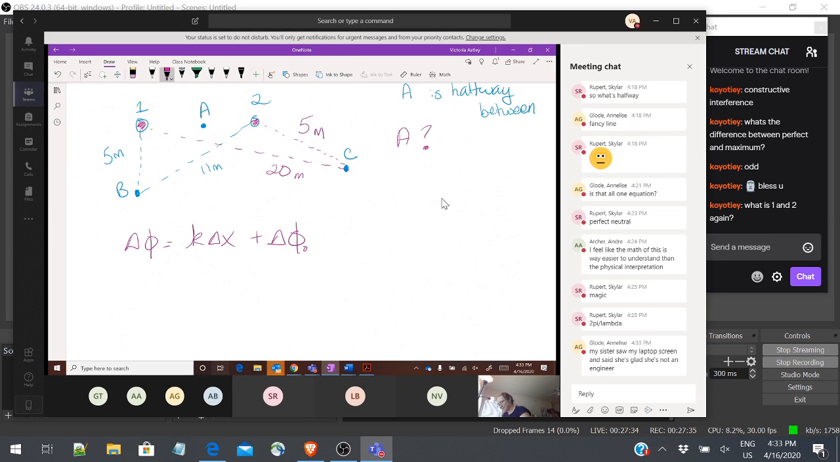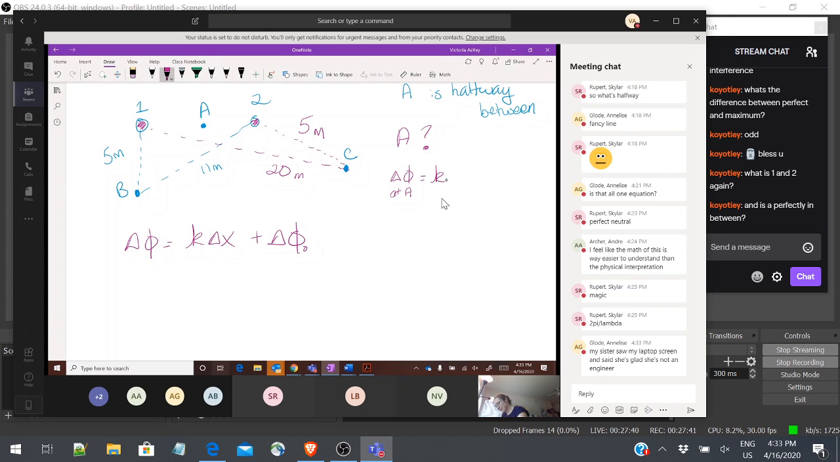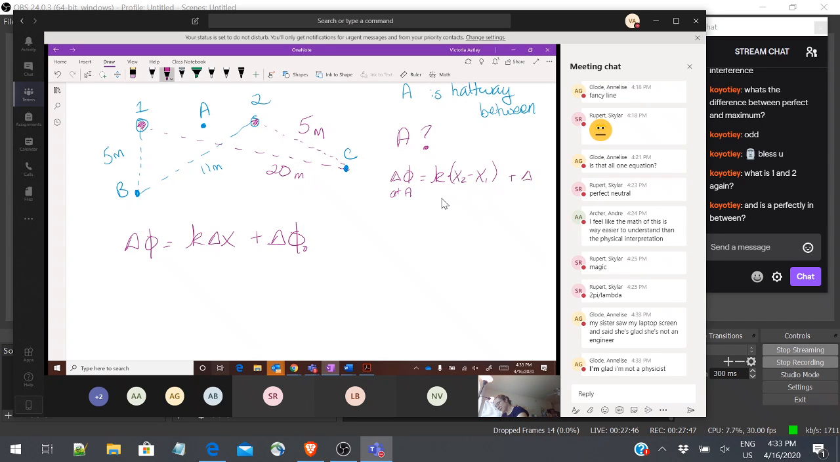So what I want to do is find delta phi at point A, which will be k times x from number 2 minus x from number 1 plus delta phi naught, which in this case I already know is 0. It is perfectly in between, Logan. So what do you think we get?